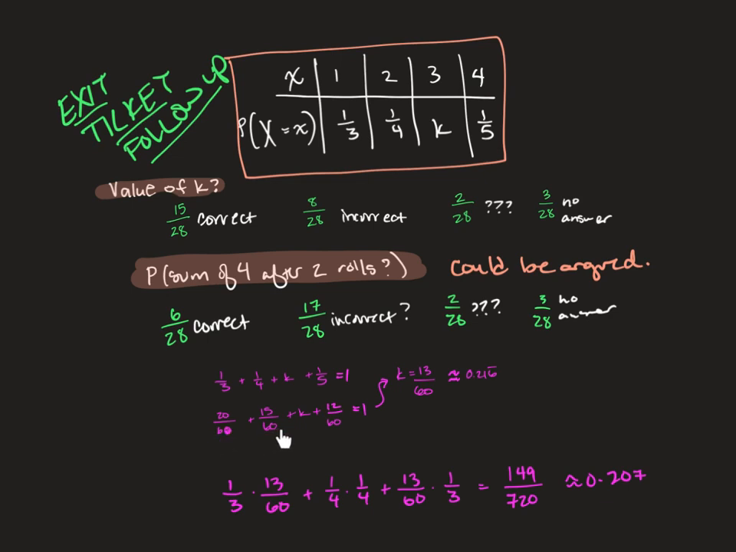I found a common denominator. You could have transferred to decimals. That would have been fine. But you should eventually get that k is 13 out of 60, or about 0.216.